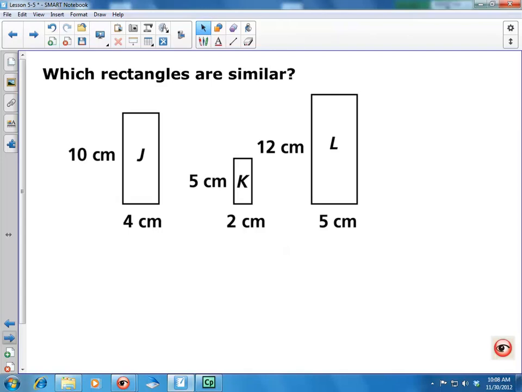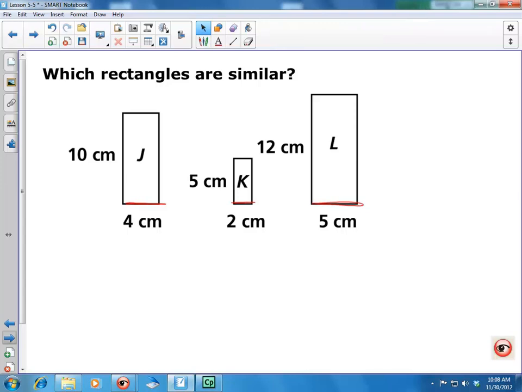All right, let's take a look at our first example. It says, which rectangles are similar? Well, in order for us to determine which one of these are similar, we have to first identify all the corresponding sides. And when I say corresponding sides, I mean like the same side on a different shape. Like these are kind of easy because all the rectangles are already arranged for us. Okay, they're all sitting on this base right here.